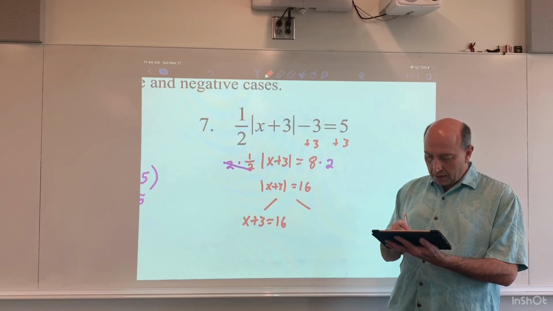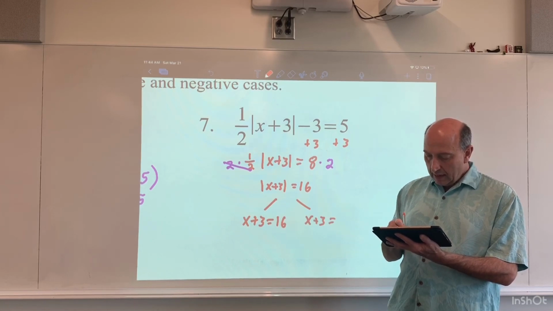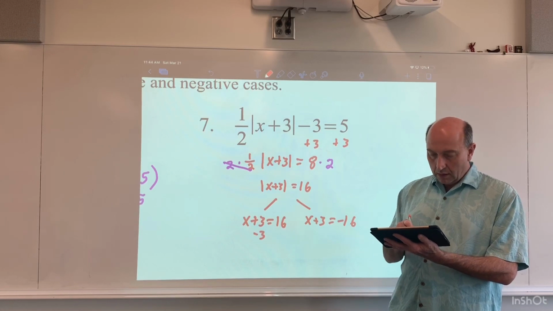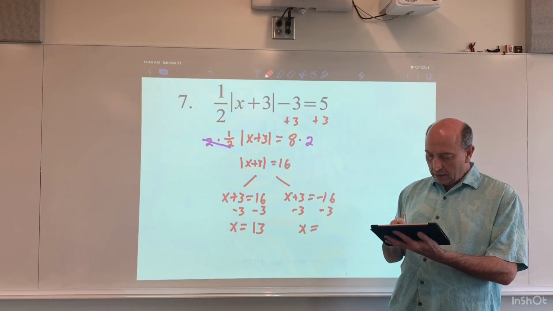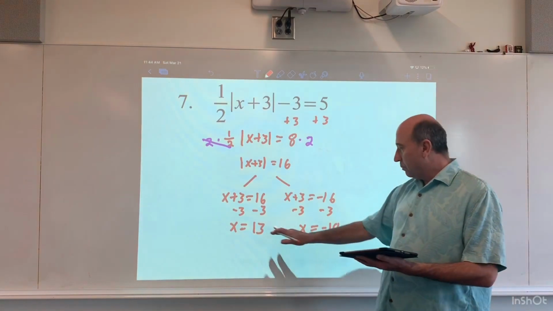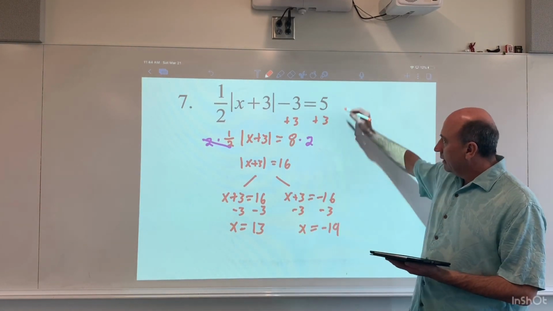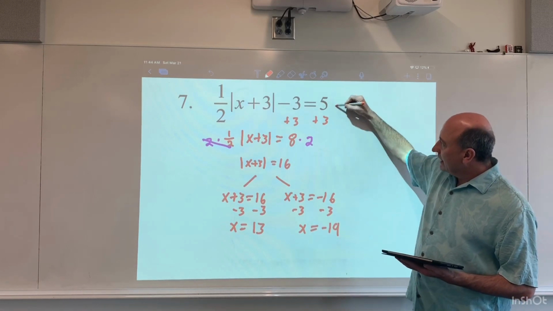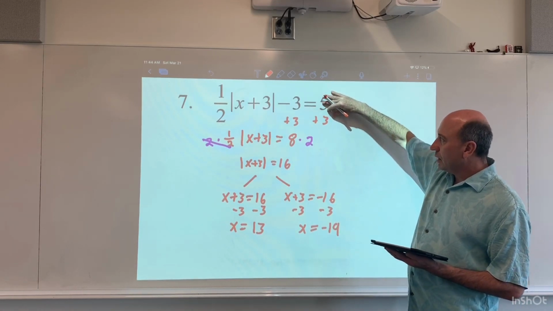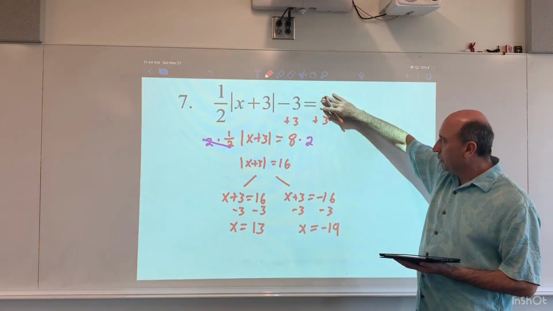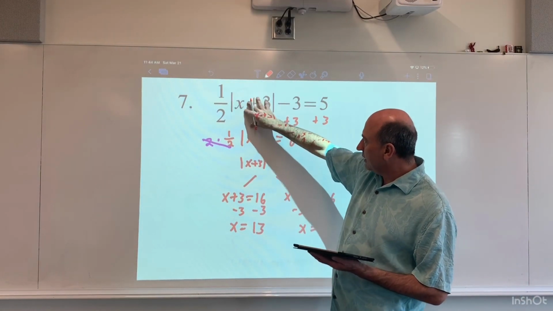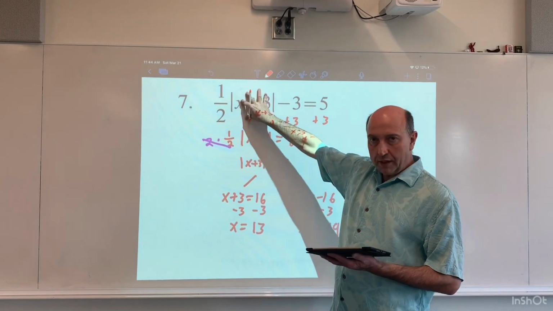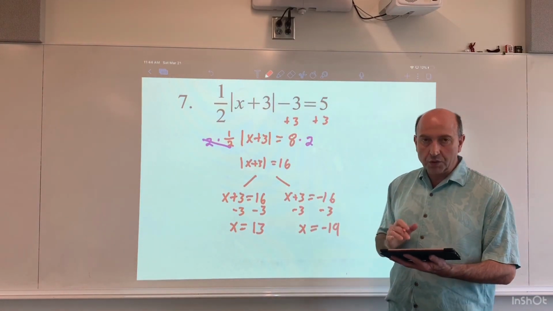So x plus 3 could equal 16 and negative 16. Subtract 3 from both sides. x is 13. Subtract 3 from both sides. And x is negative 19. Now both of these answers will work, because if you plug one in, it doesn't give a negative value on this side. So I'm not going to take the time to check both of these values, because negative 19 plus 3 is negative 16. The absolute value of negative 16 is 16. And 13 plus 3 is also 16. So we don't have any problems with this one working.